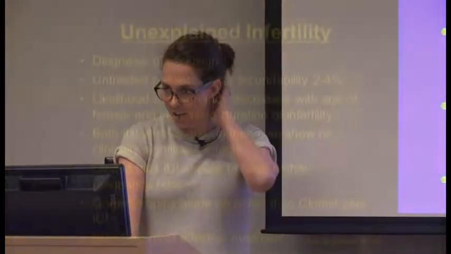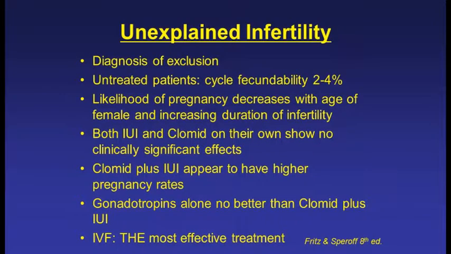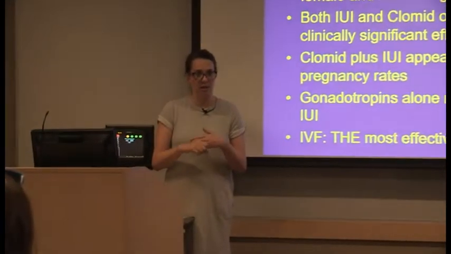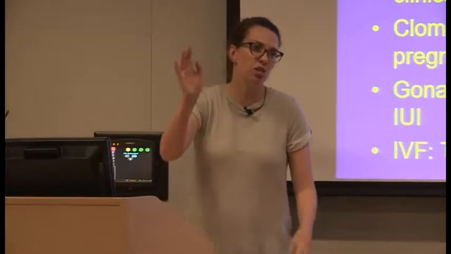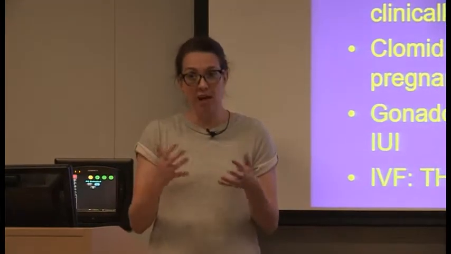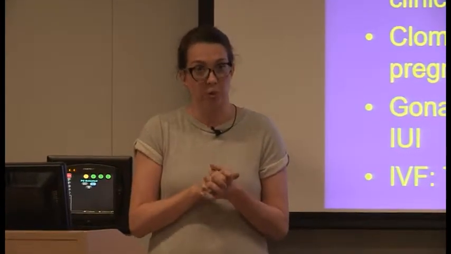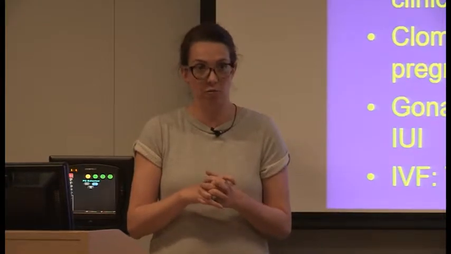Last thing, unexplained infertility. Again, it's a diagnosis of exclusion. You can't make the diagnosis unless you've done the workup, so you have to have sperm and you have to have tubal evaluation. What I will tell you is, let's say your doctors have done the labs that I've talked about, a semen analysis and a tubal factor evaluation, and they're saying, well, just try some Clomid. The chances of that working are 2 to 4%, period. That's all they get, 2 to 4%.